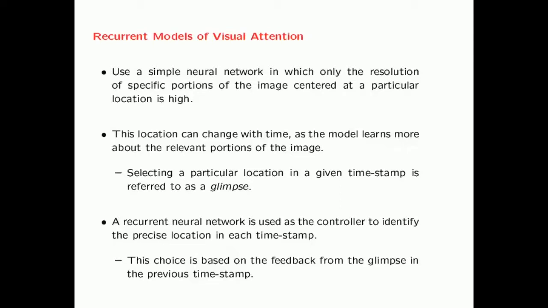So here we are looking at a classification application, although in principle it can be used for many different types of applications, such as image captioning. And the choice of which location to look at in a particular timestamp is based on the feedback from the glimpse. So the neural network processes the glimpse in a timestamp, and then it gives feedback where to next look in order to get more informative feedback about the class level of the image.